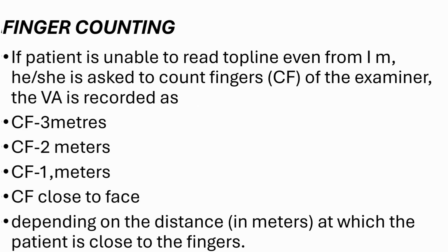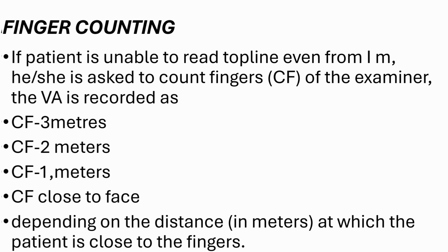What is finger counting? Finger counting is a method used to assess very poor visual acuity when the patient cannot read any letters on the Snellen chart. It is used when visual acuity is worse than 6 by 60 and the patient cannot see the largest letter on the chart even at a closer distance. Now we can see the testing procedure of finger counting.